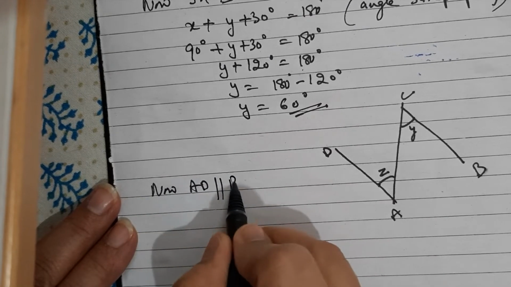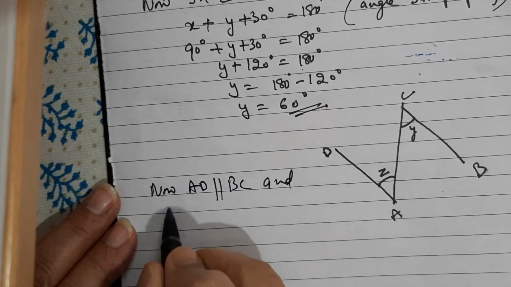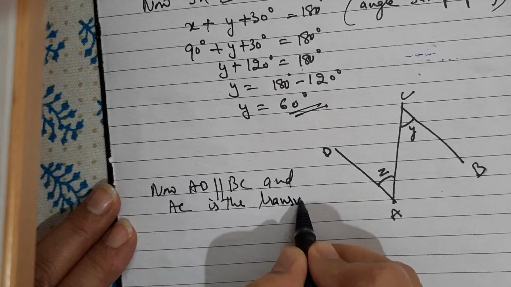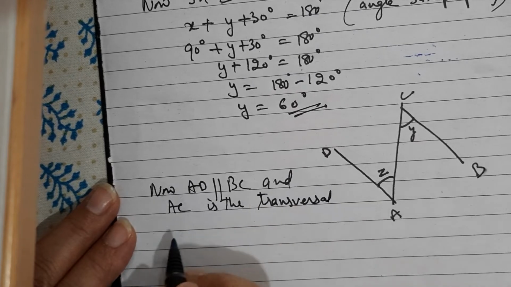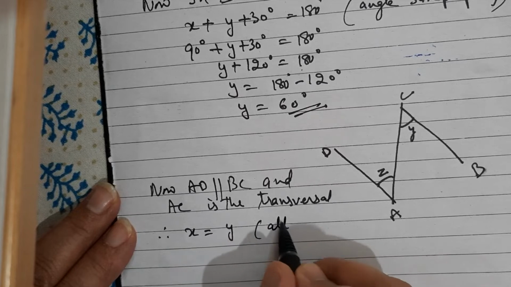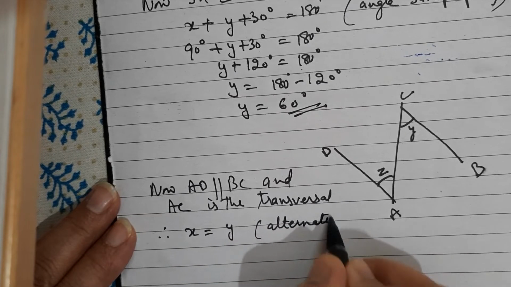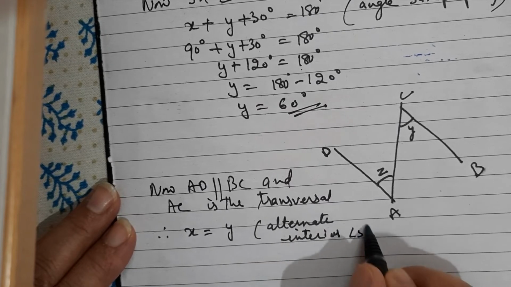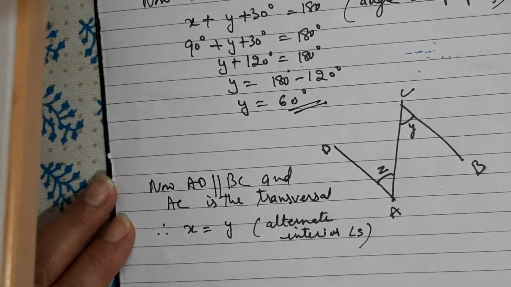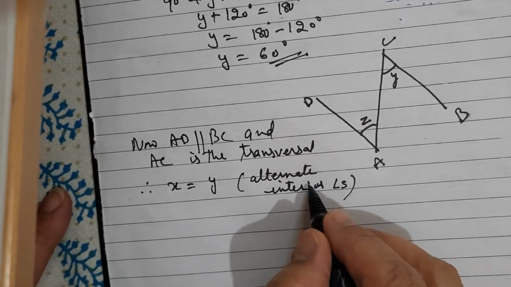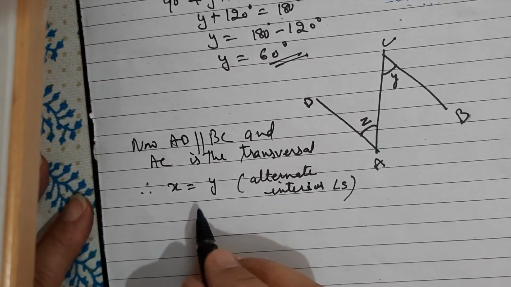AD is parallel to BC and AC is the transversal. Therefore X is equal to Y. They are alternate interior angles. Children, this concept you have done last year about parallel lines intersected by a transversal. Few angles are formed and their measures are same.